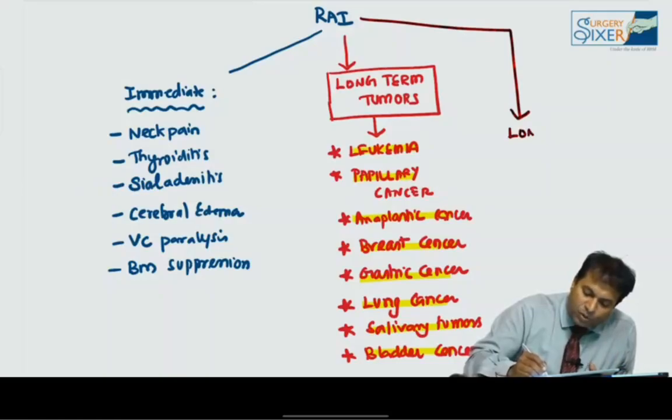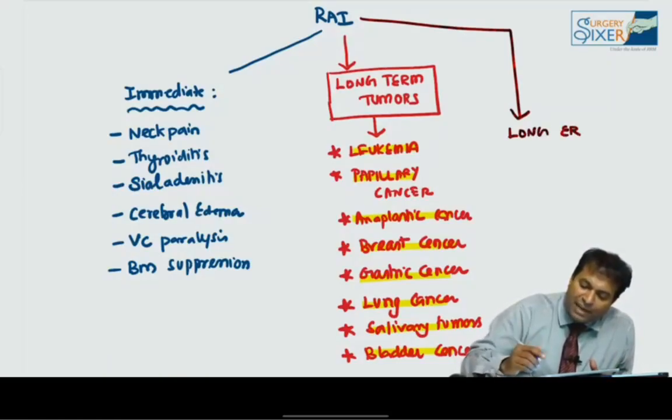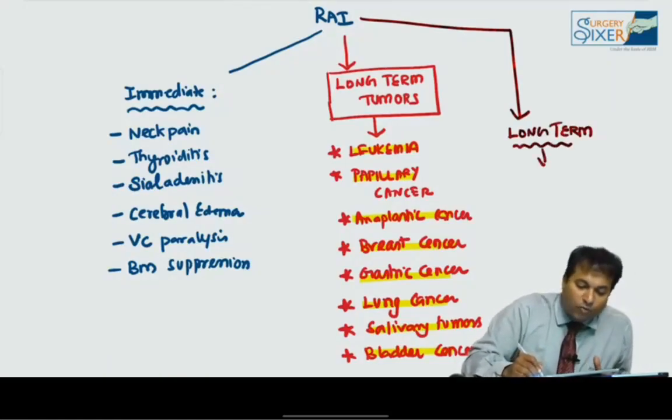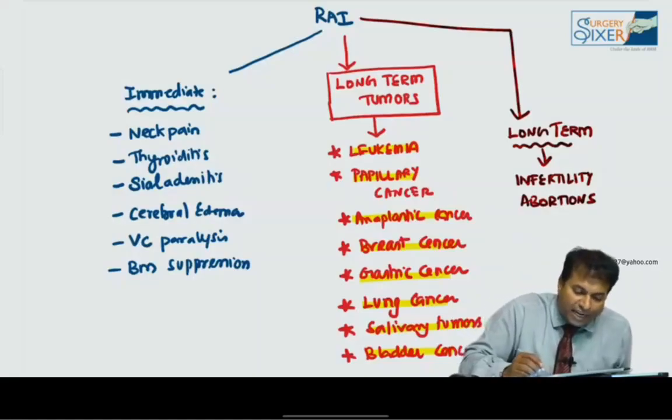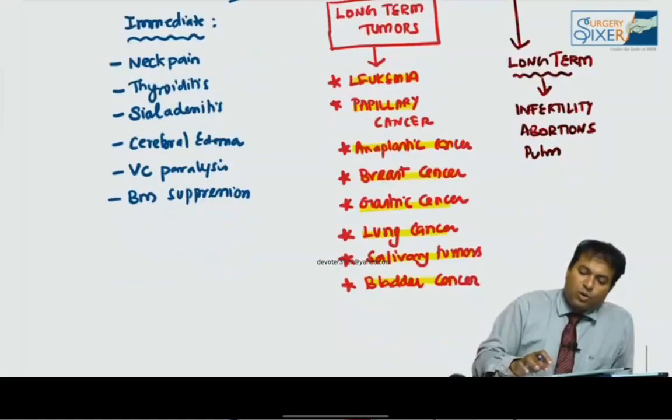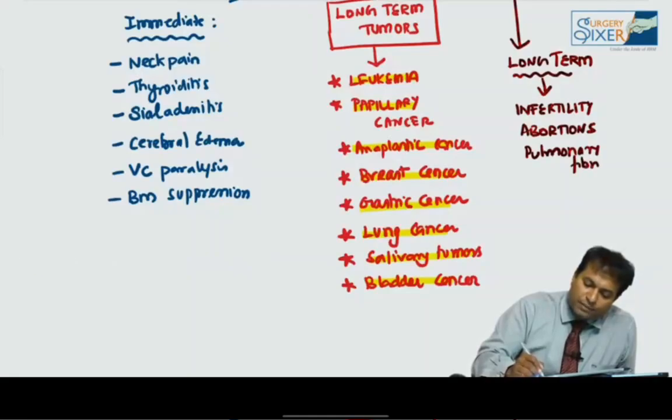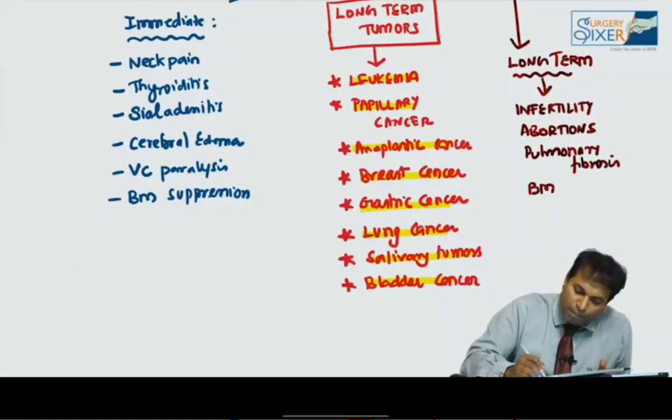What are all the permanent damages because of this therapy? Long-term, they will go for permanent infertility. Infertility can happen. They can go for abortions. They can go for pulmonary fibrosis. Please don't forget that. Bone marrow suppression, ovarian and testicular failure.